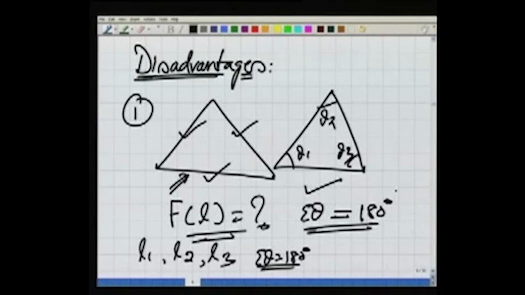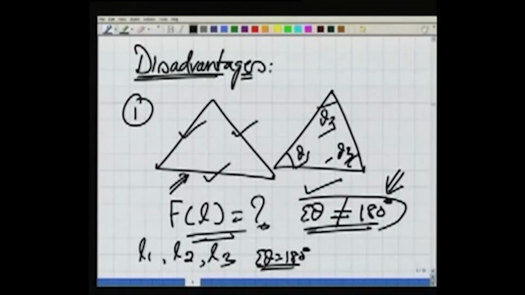But this is not so here. In case of triangulation, this sum of three angles theta 1, theta 2, theta 3 will not be equal to 180 degrees because theta 1, theta 2 and theta 3 have some errors in them. So in the case of triangulation, we have a way of adjusting these errors because we know there is an error. But in case of trilateration, even if error is there, we don't know.